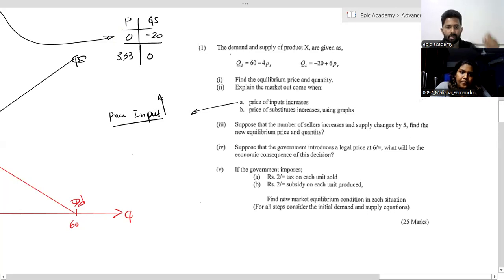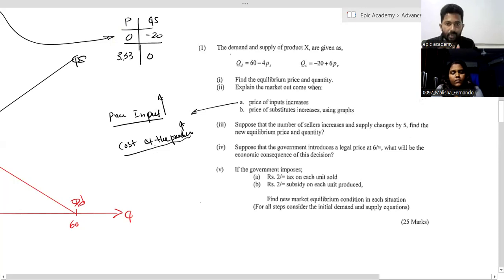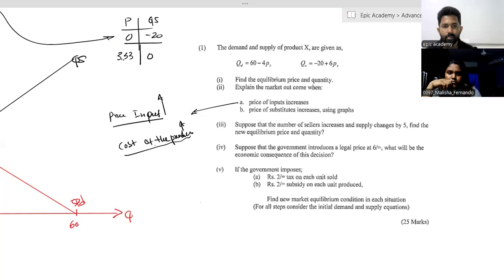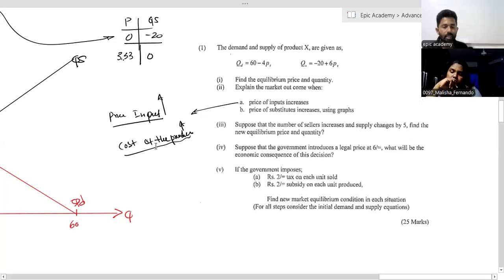The cost of production also increases. The cost of production is also going to be increased at that point. So now you can identify that any kind of cost increase for the particular commodity especially affects and changes the supply curve. Yes, it changes the supply curve.